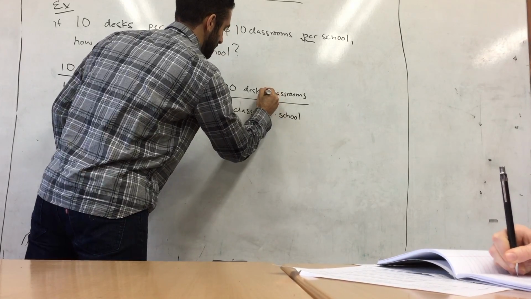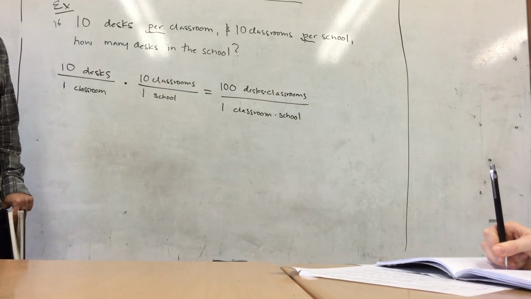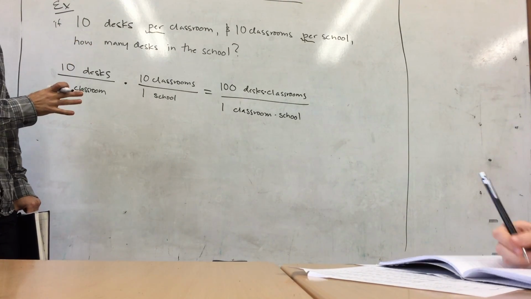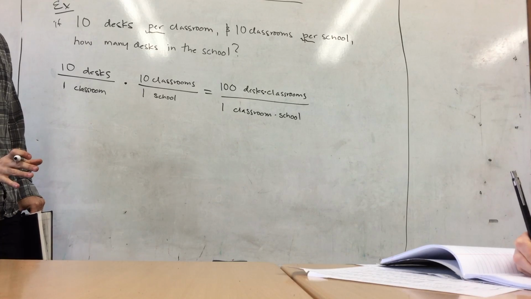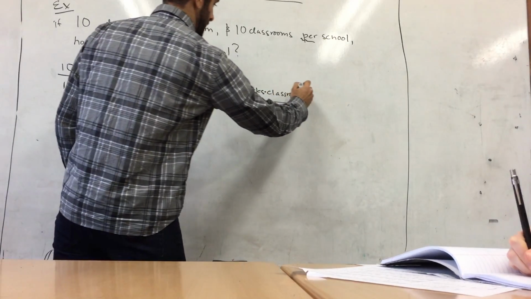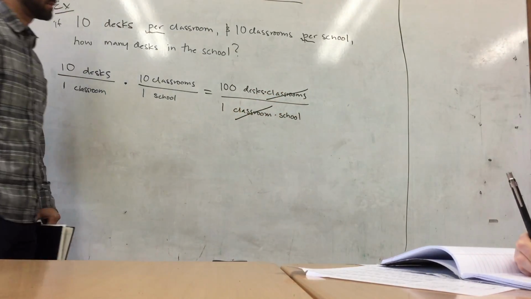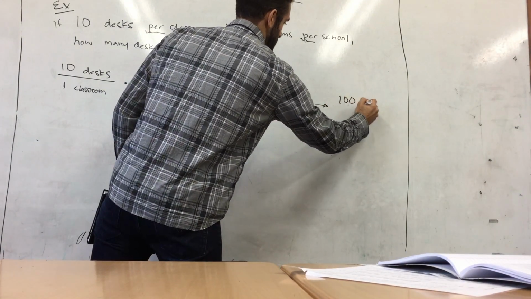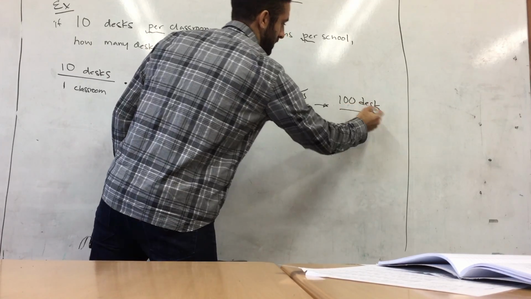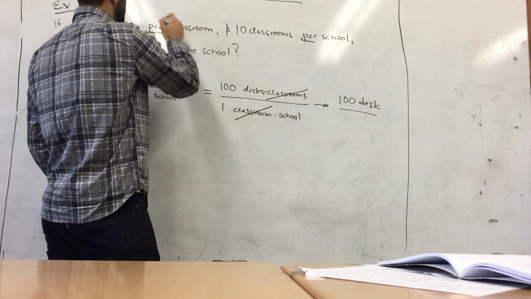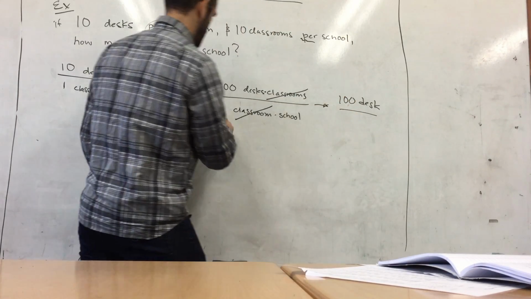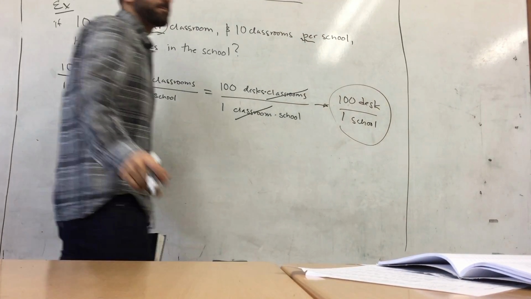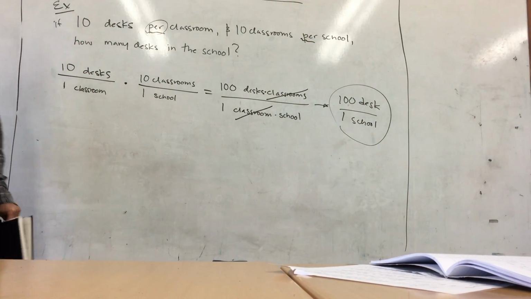All right, now look at this. Remember, what can you cancel? Classroom. Whatever's in the numerator that's also in the denominator, you can cancel it. So I can cancel this and I can cancel that. What are you left with? 100 desks in 1 school. 100 desks. What does this mean? Per. Yes, 100 desks per what? One school. Voila. Does that make sense?